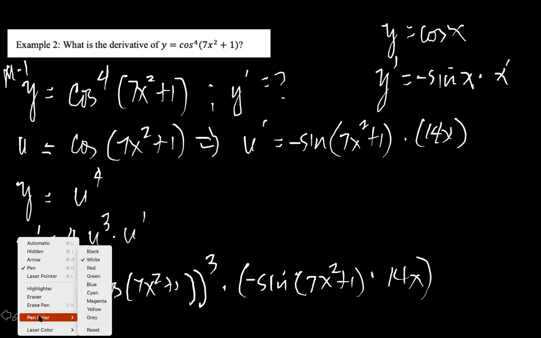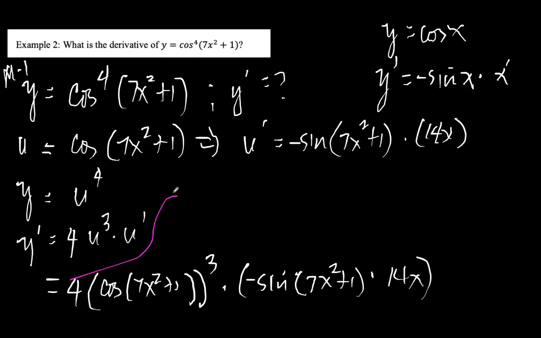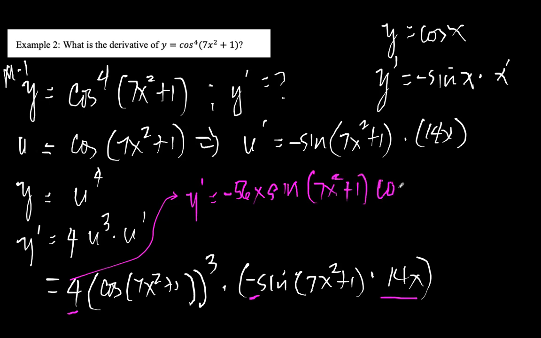So how do we write the final answer? For the final answer, let's simplify. I'll just write down here the final answer. So y prime is equal to, let's simplify, 4 and 14x. And we have negative here. So this becomes negative 56x sine of 7x squared plus 1 times cosine cubed of 7x squared plus 1. So this is our final answer.